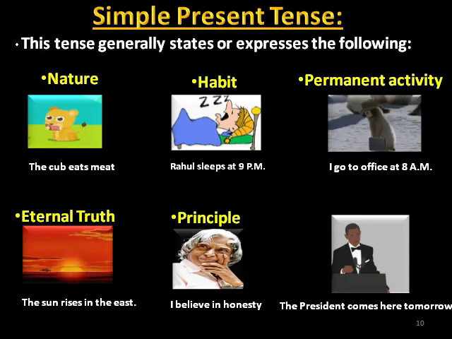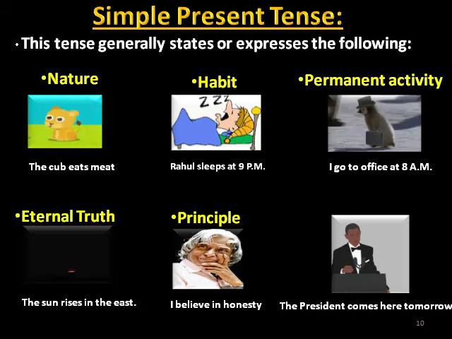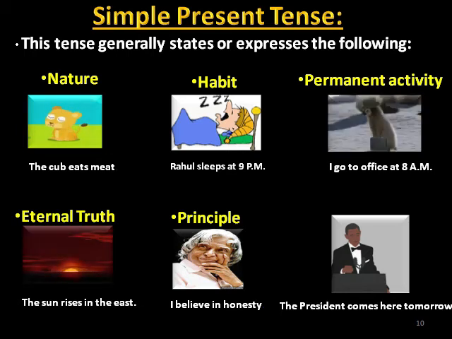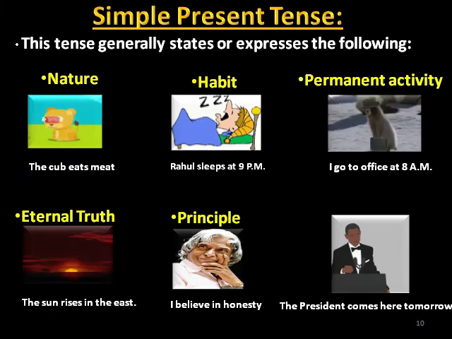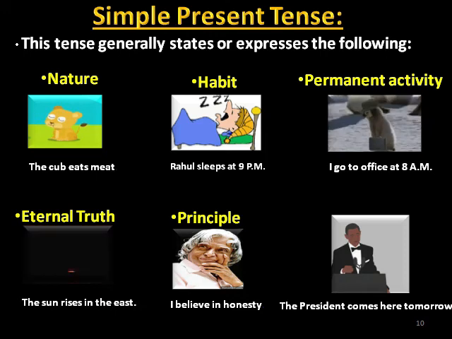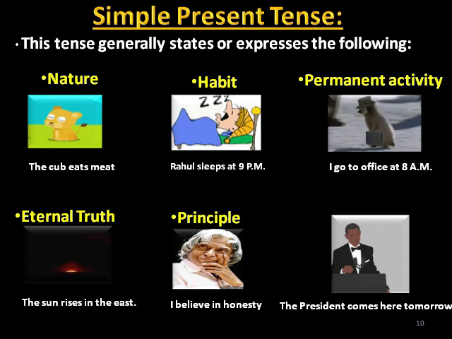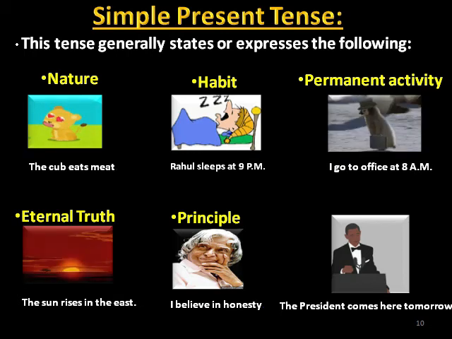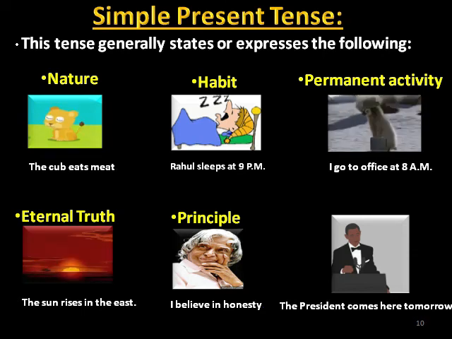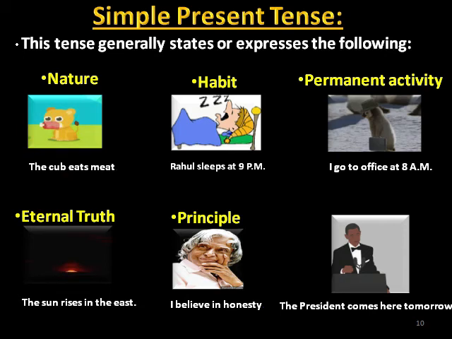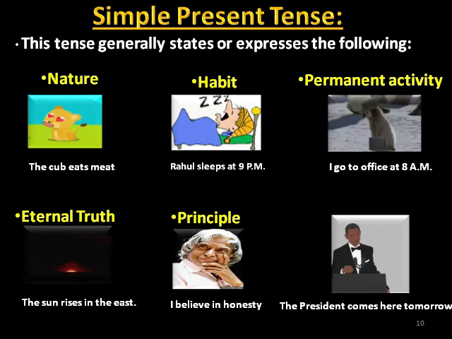For example, if you look at the earlier discussed sentences like the cub eats meat, Rahul sleeps at 9 p.m., I go to office at 8 a.m., the sun rises in the east, I believe in honesty, the president comes here tomorrow. In any of the statements, no work happens over here. It's just I am stating something to somebody. The speaker is not doing any work. The speaker is just narrating or stating or saying something to somebody. So this is a very important tip which you can take help of in order to identify a simple present tense statement.